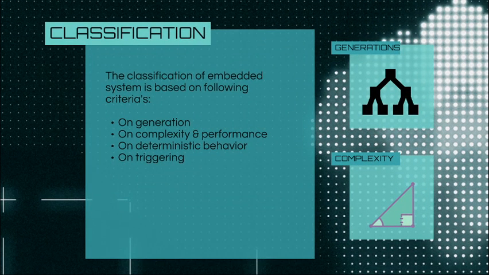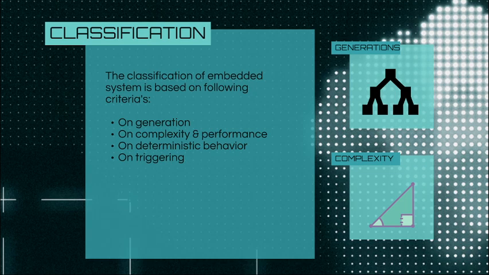Now let us understand how embedded systems are classified. Embedded systems are classified mainly based on generation, complexity and performance, on deterministic behavior, and on triggering. In this class, we will mainly concentrate on classification based on generations and complexity and performance.